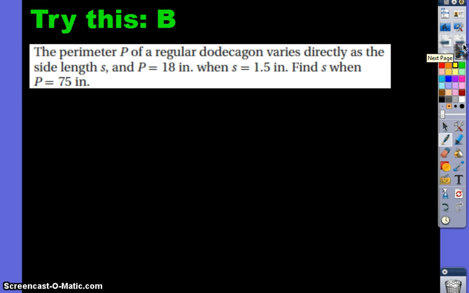All right, so now why don't you guys try this one? I'll give you a couple clues. A dodecagon, that would have 12 sides, just FYI.